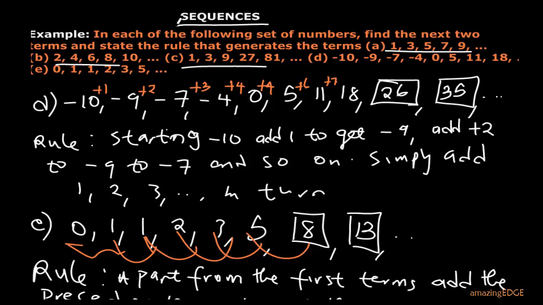So for you to get the next term, there is something you would do to get the next term. So there is a formula, there is a method that generates each term of that sequence. Such a set of numbers that has that kind of arrangement is what we refer to as a sequence of numbers, or rather what we call sequences.